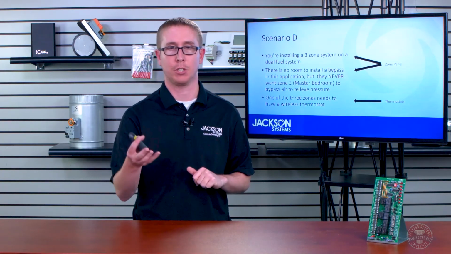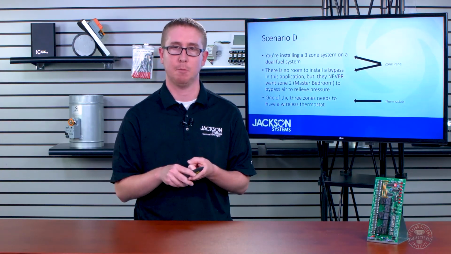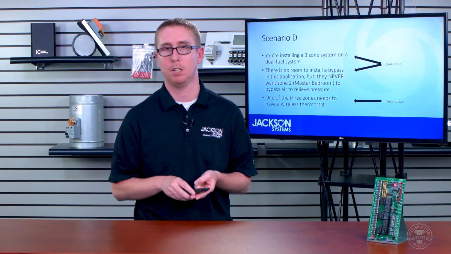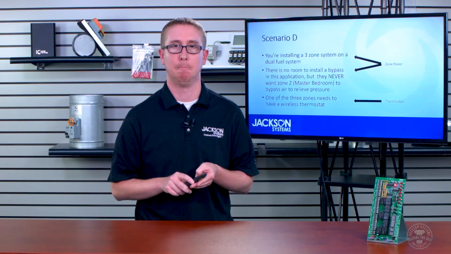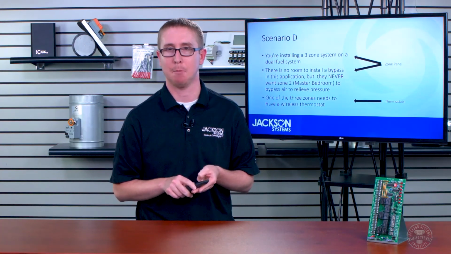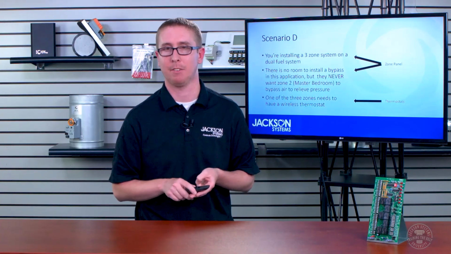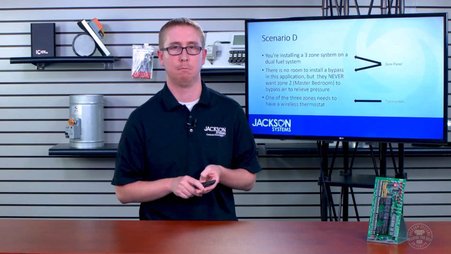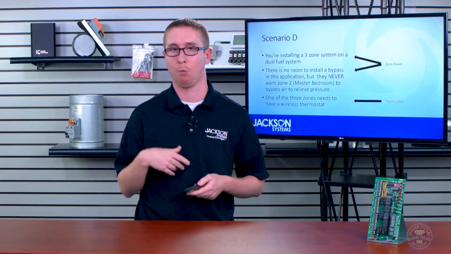So obviously the first two, the dual fuel system and the 3-zone, are going to determine the zone panel. Also, they don't want to install a bypass damper, which is going to impact what we're going to quote them, as you can see that ESP zone panel quote coming. Last, one of the thermostats needs to be wireless. That's going to at least influence what we quote on one of the zones, as far as thermostats go.